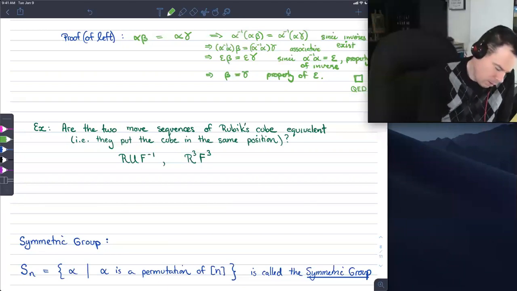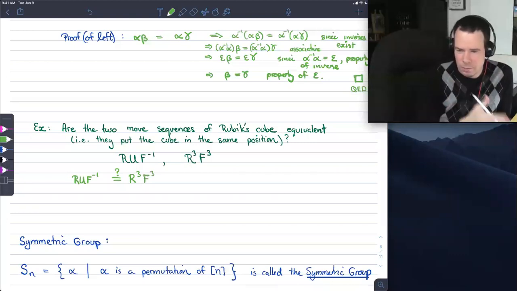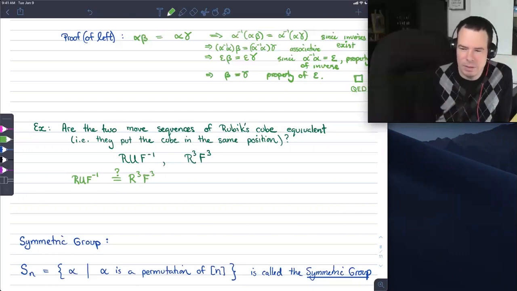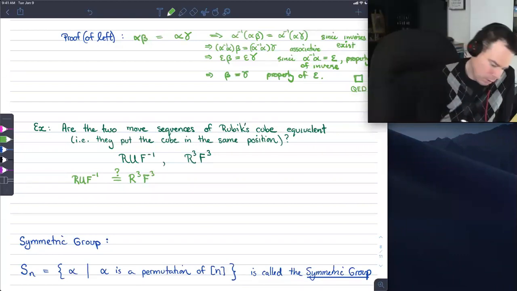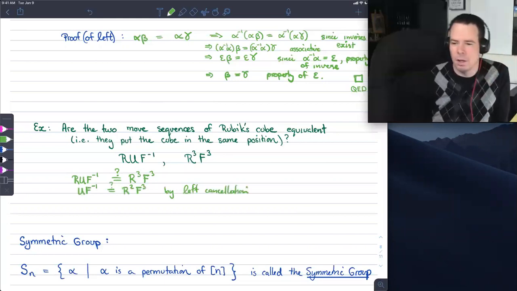We could say, what I'm interested in is knowing if this is equal, so I'll put a question mark there, is equal to this. And we could say, well, there's a right twist that happens at the start of each one of them. So I can get rid of it. So I can replace it with this, r squared f3. And that's because I used left cancellation. I canceled the r off of the left of both of them.